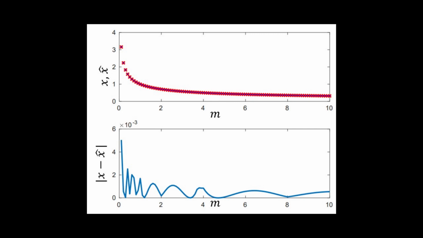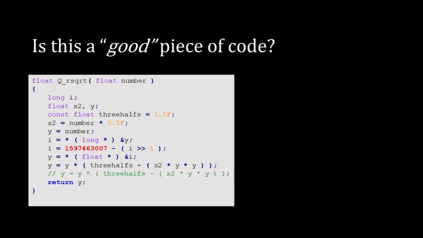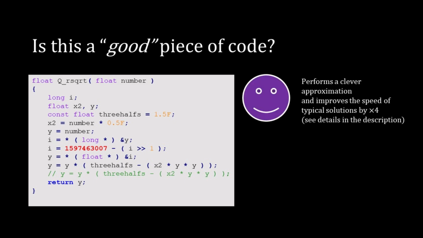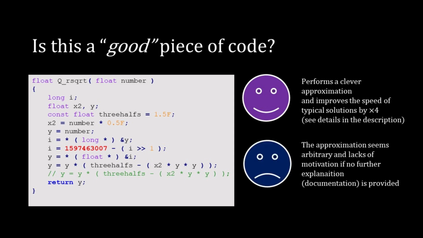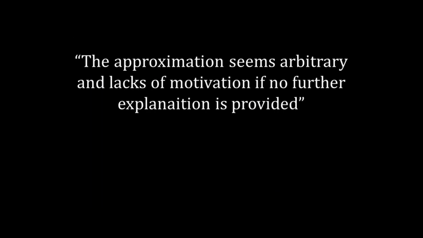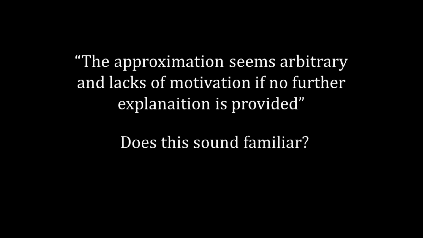Now that we understand the code, we ask, is this a good piece of code? Well, it represents a very clever approximation which outperforms the typical solution speed. However, without all this explanation, this approximation seems arbitrary and lacks motivation just by reading the code. I repeat again, the approximation seems arbitrary and lacks motivation if no further explanation is provided.